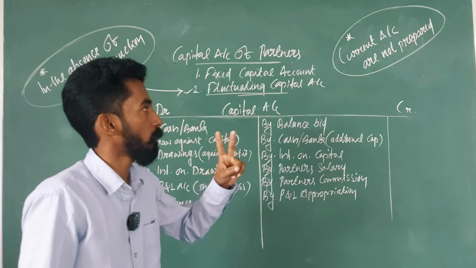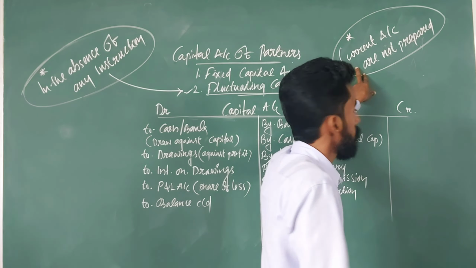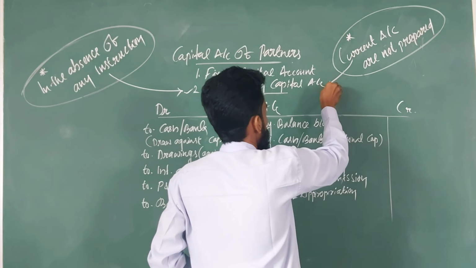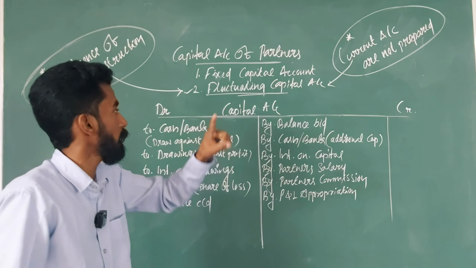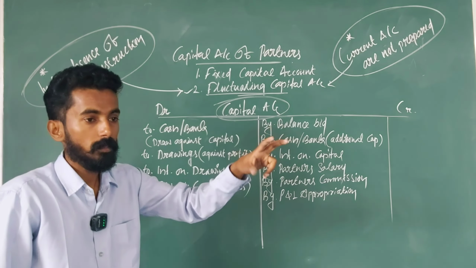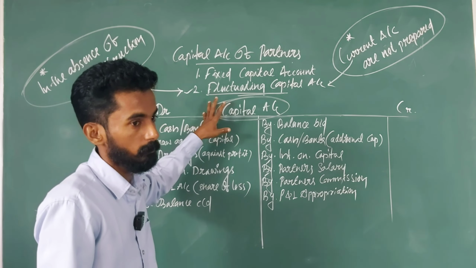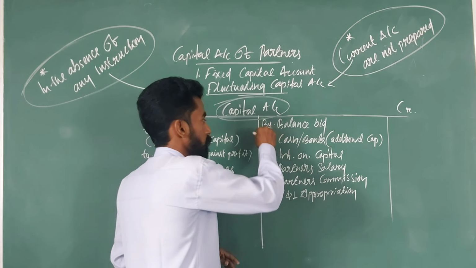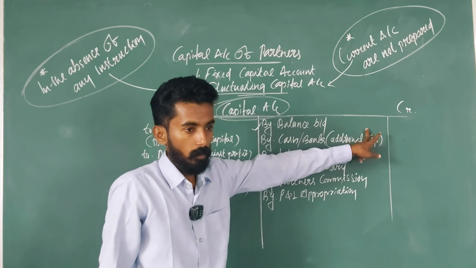The second point is current accounts are not prepared under fluctuating capital method. That means we are going to prepare only one account in case of fluctuating capital method, that is capital. All adjustments related with the capitals we are going to post here only in capital account. Okay, one by one we can check it. First one is capital account shows which balance? Credit balance, so balance brought down.